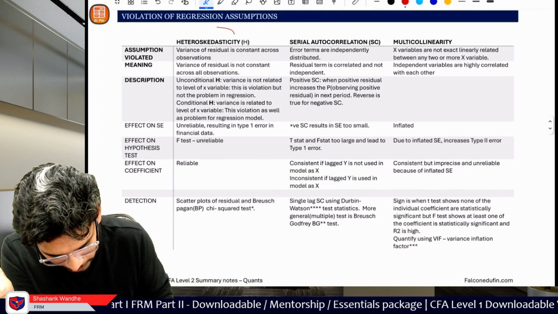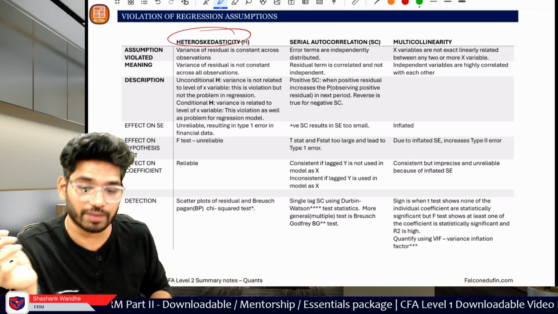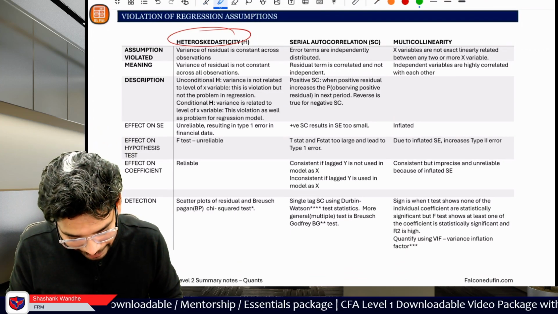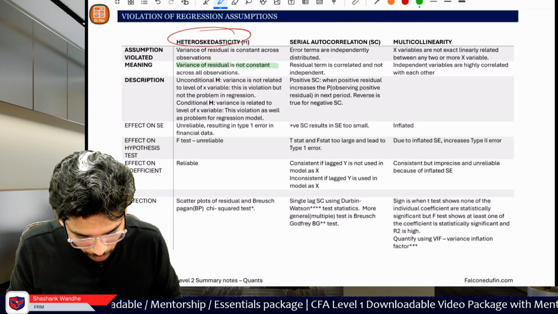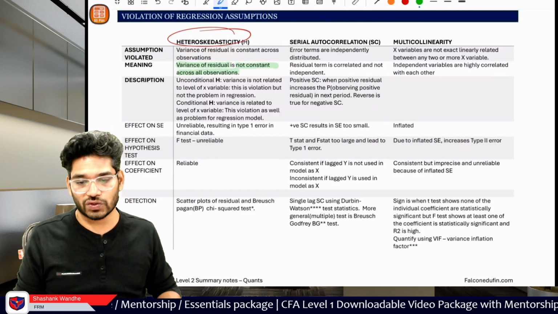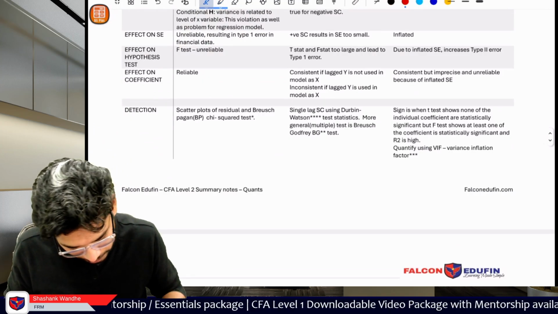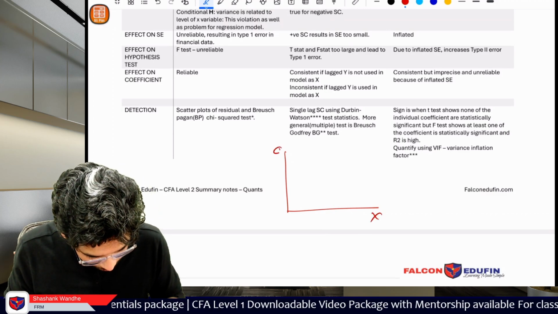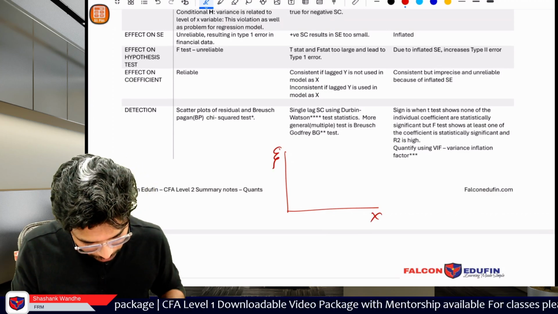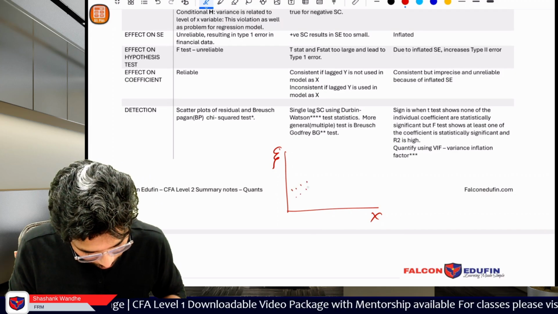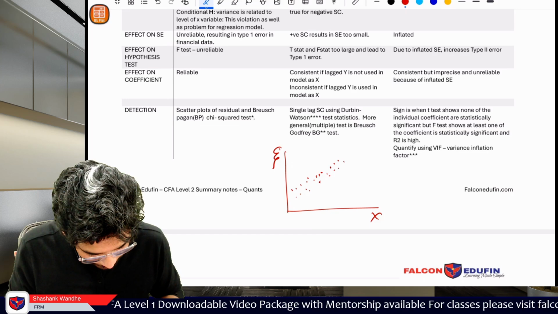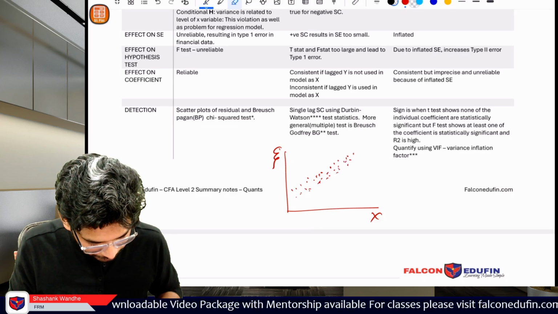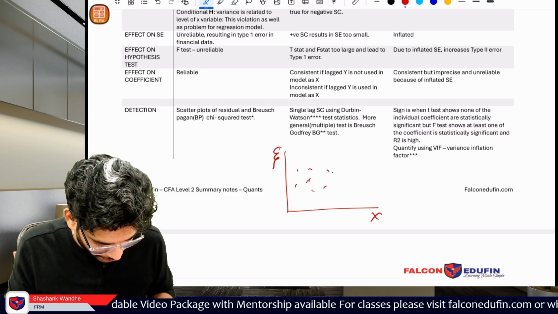Now, first is heteroskedasticity. What is the meaning of heteroskedasticity? The variance of the residual is not constant across all the observations. If you see this on the graph, this is your x value and this is your residual value. Ideally, the situation should be, the plot should look like this, or maybe like this.